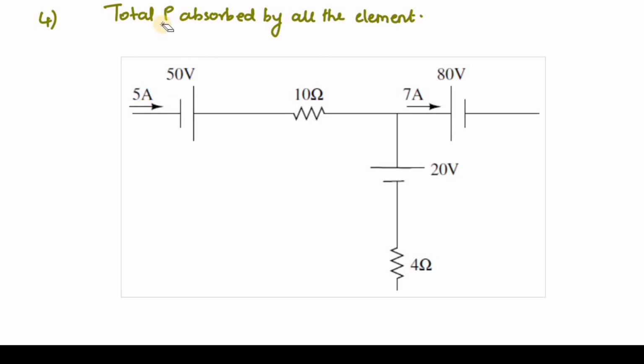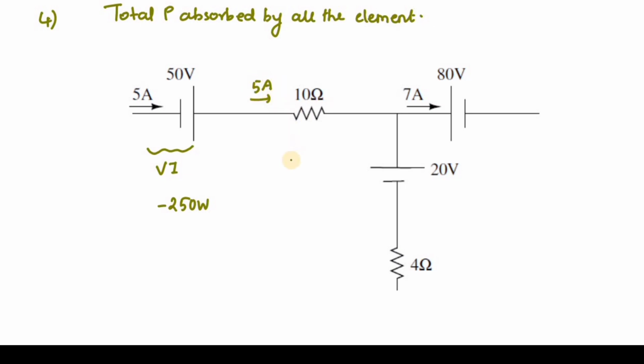So the question is: find out the total power absorbed by the element. In order to find the power, you can see the power formula is V into I. So I is 5 and V is 50, so it is minus 250 watts. Here the 5 amps current is flowing through this one.